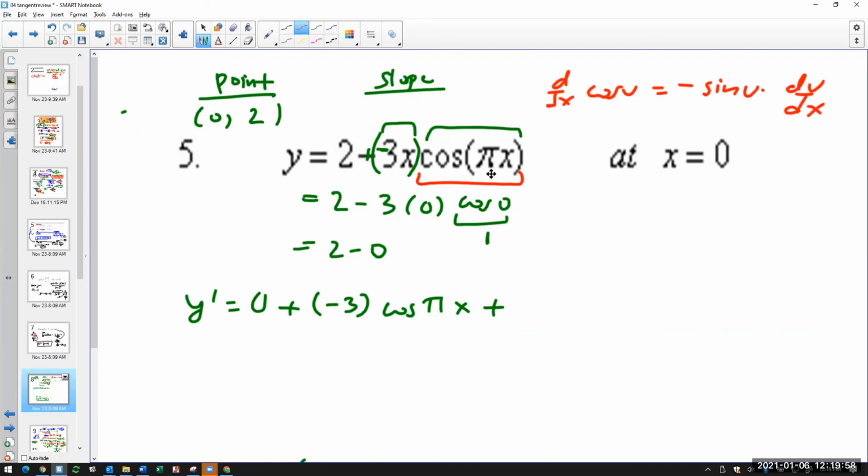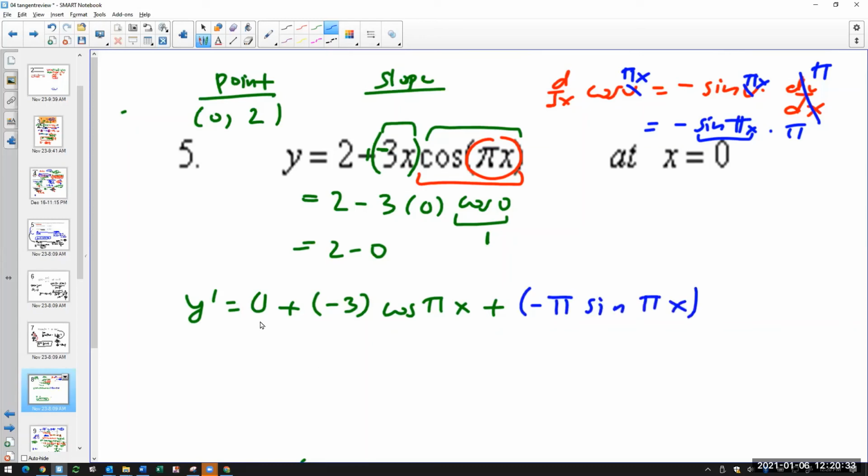But what is my u here? My u is pi x. So this is pi x, this is pi x. And what is the derivative of pi x? What's the derivative of 3x? It's 3, right? So what's the derivative of pi x? That's not 3, it's pi. Okay, so right here, the answer is negative sine pi x times pi, but you can't multiply this pi with this pi x, because the pi x belongs to the sine, but you can multiply the pi times a negative. So what I get here is negative pi sine pi x.